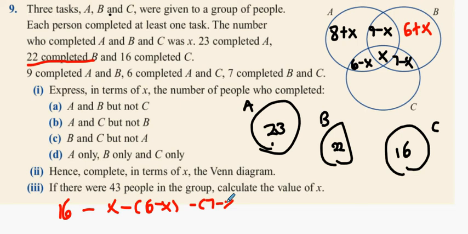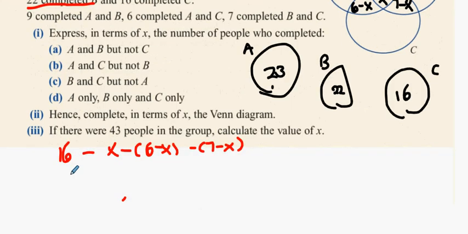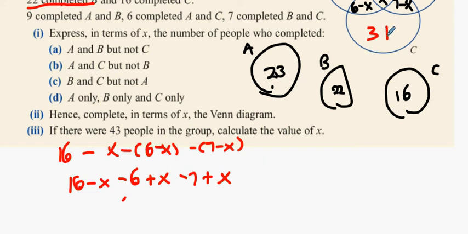Now, if you aren't sure about this, what you can do is you can change the signs. You can go 16, take away X. You can take away 6, and then it's a minus makes a plus. You can do a minus 7, then a minus makes a plus. 16 take away 6, 10 take away 7, 3. Minus X plus X, plus X, 3 plus X.